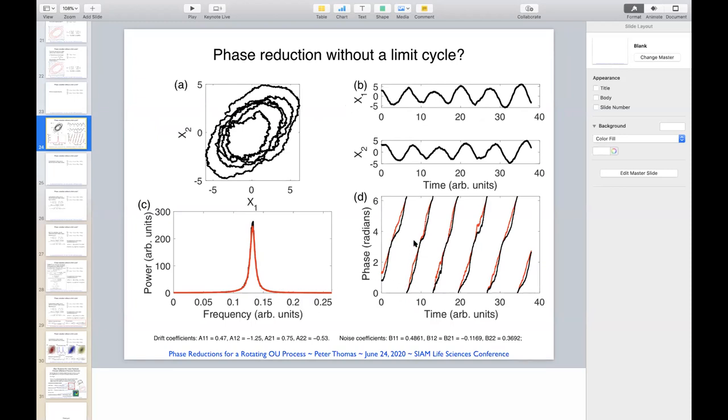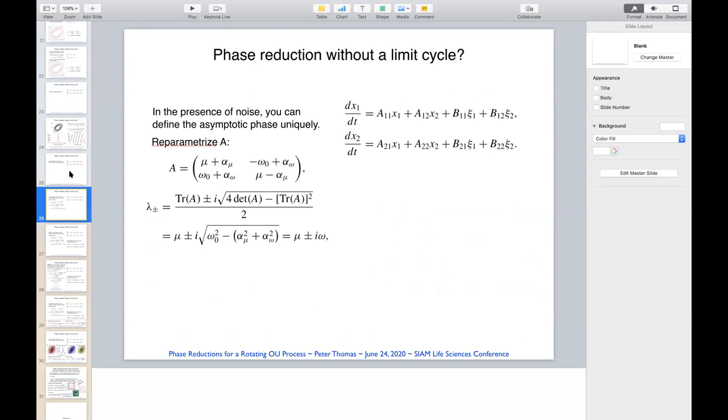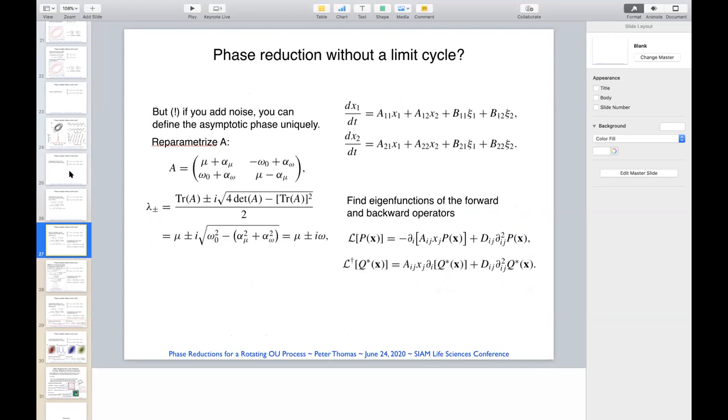And if you look at the asymptotic phase that we get from our eigenfunction decomposition, then it evolves at a constant rate. Whereas in black here, you see the geometric phase, which is a bit more jagged. Okay, so you can read the paper to see all the gory details of how we parameterize these two-dimensional systems to get a handle on them. But the point is that in order to define the asymptotic phase, we have to diagonalize the generator and the forward Kolmogorov operator. And because the deterministic part of the system is just linear, we can do it all analytically.